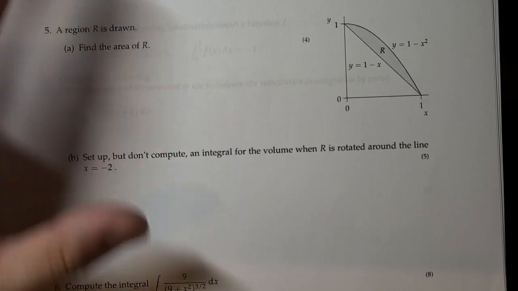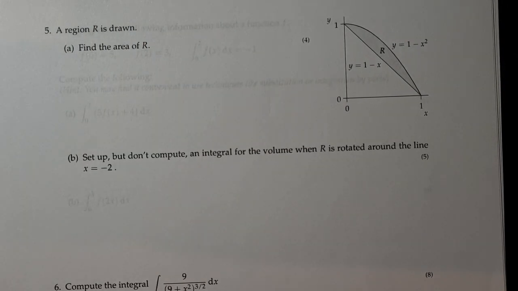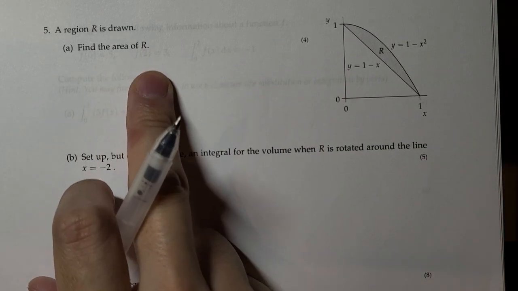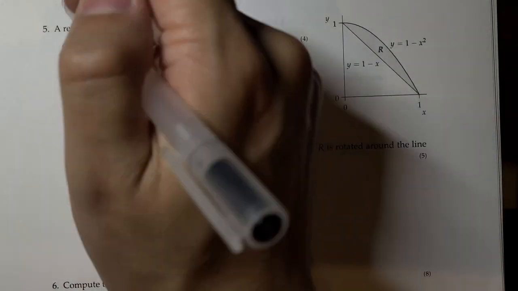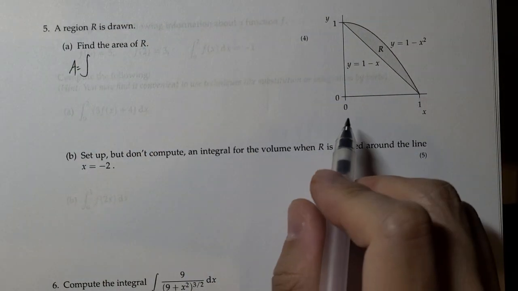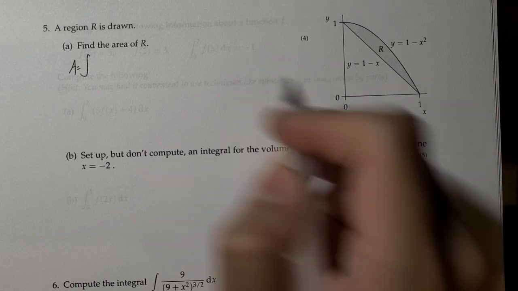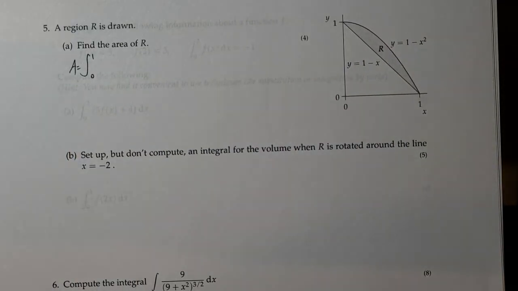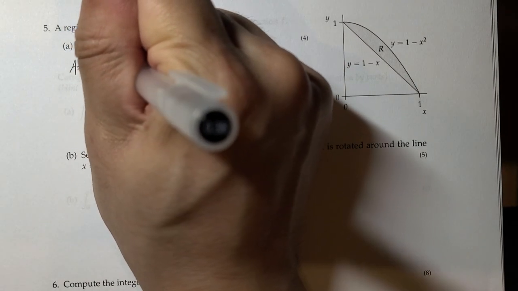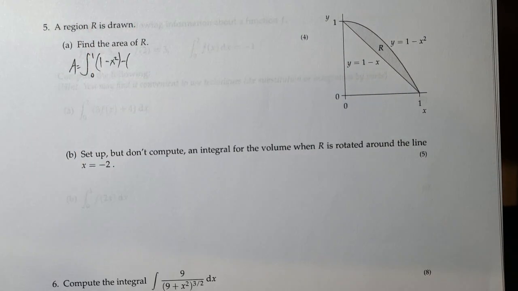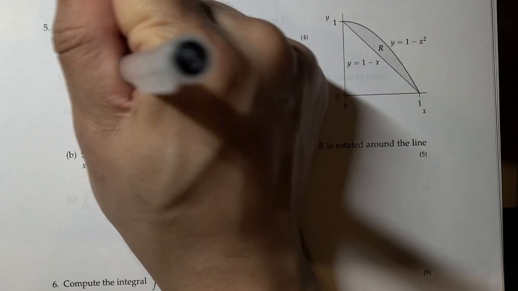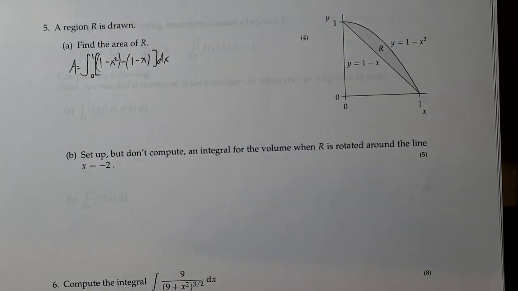Oh look, it's probably area and volume. Region R is drawn. Find the area of R. Okay, remember area is upper curve minus lower curve. So we can integrate with respect to x. If we do, that's from 0 to 1. Upper curve is the parabola, 1 minus x squared, minus lower curve, the straight line, 1 minus x, all by dx.